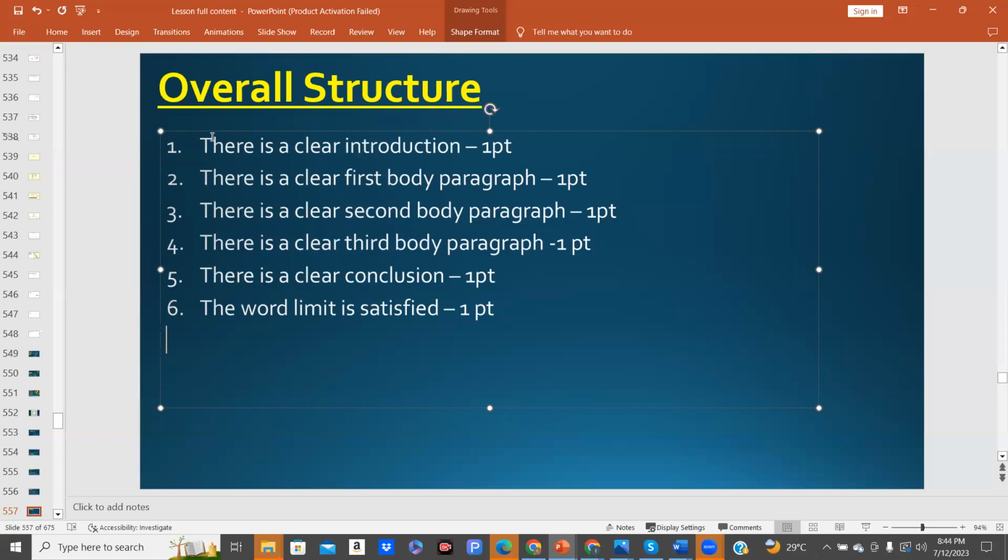So the total is what? How much is this? 6. All right, so 52 plus 12 plus 6 is what?